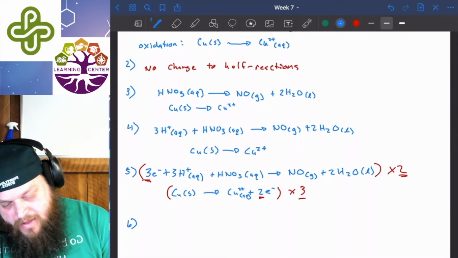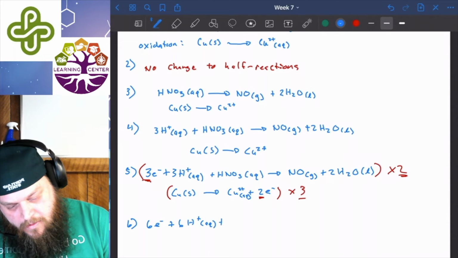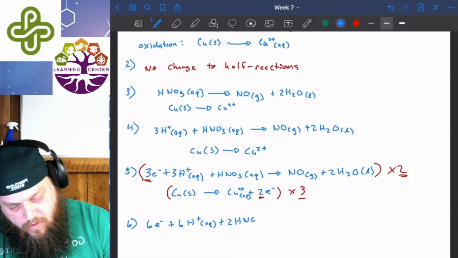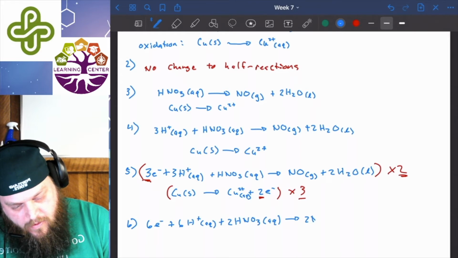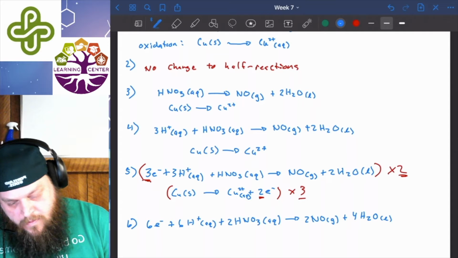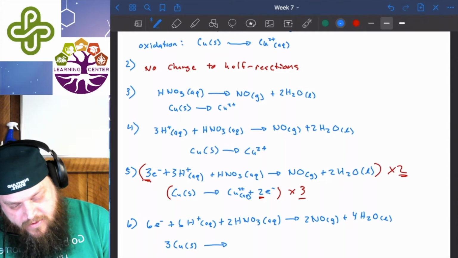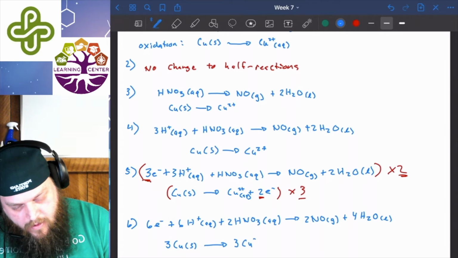Doing that, I can see that this turns into 6 electrons plus 6 H+ aqueous plus 2 HNO3 aqueous, which produces 2 NO gas plus 4 H2O liquid. Doing a similar thing to the bottom, we end up with 3 copper solid, which produces 3 Cu2+ plus 6 electrons.